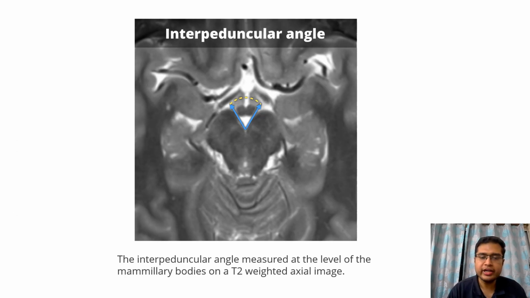Now the third quantitative parameter is the interpeduncular angle, and the interpeduncular angle is measured at the level of mammillary bodies on T2 weighted images between the cerebral peduncles of the midbrain. So as we can see, this angle is also reduced in case of idiopathic intracranial hypotension.